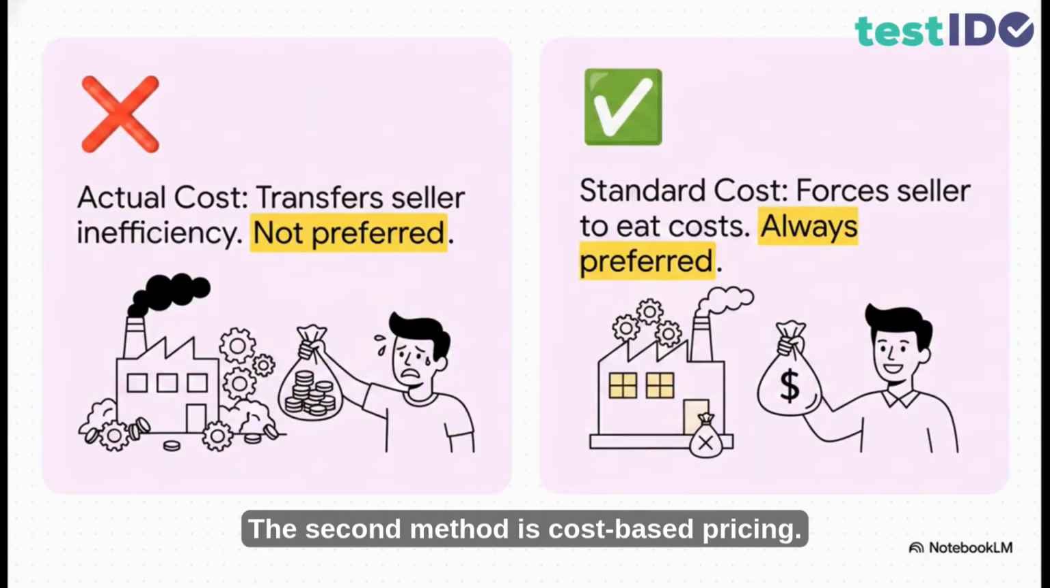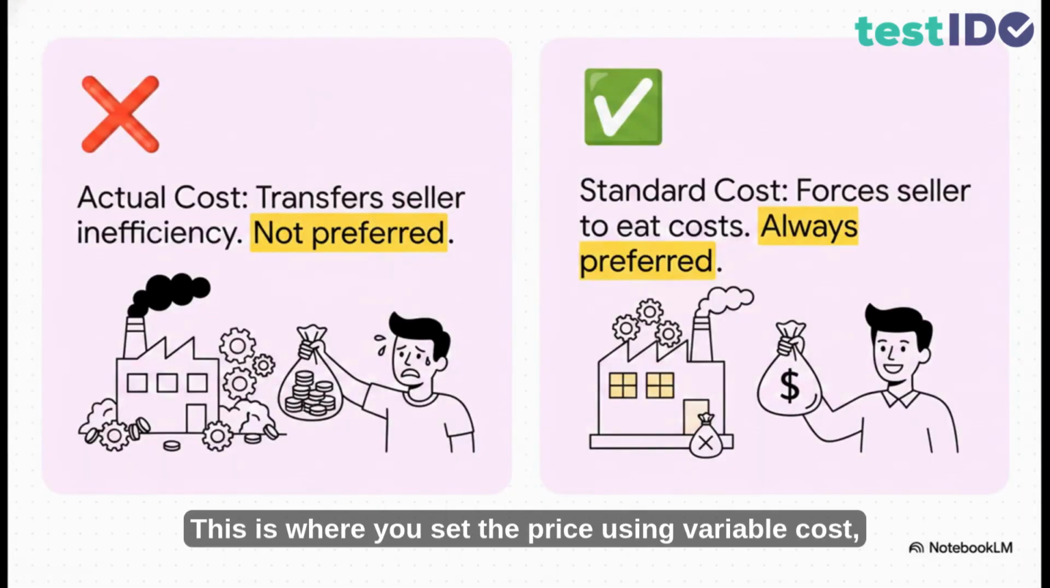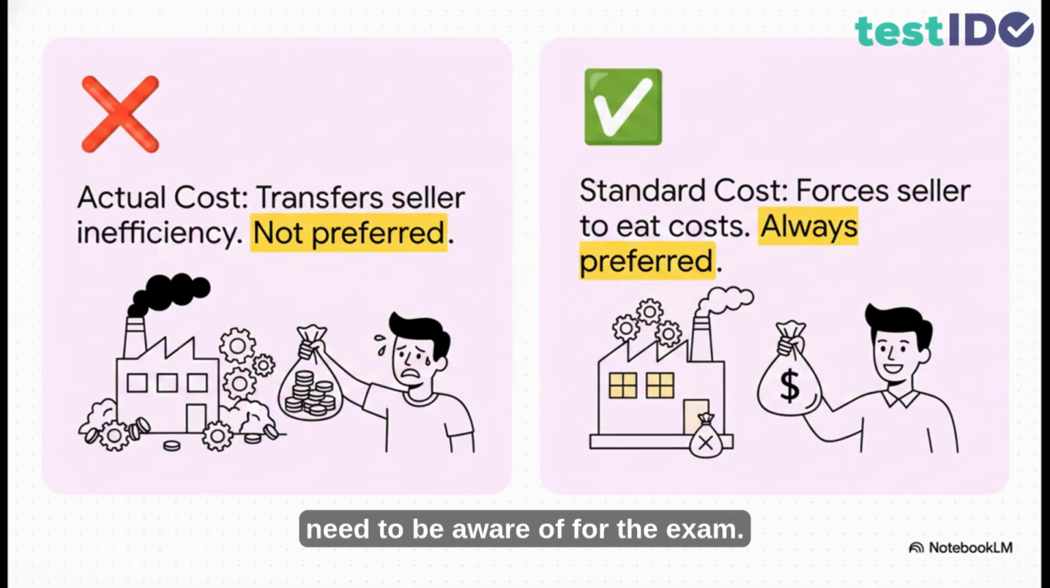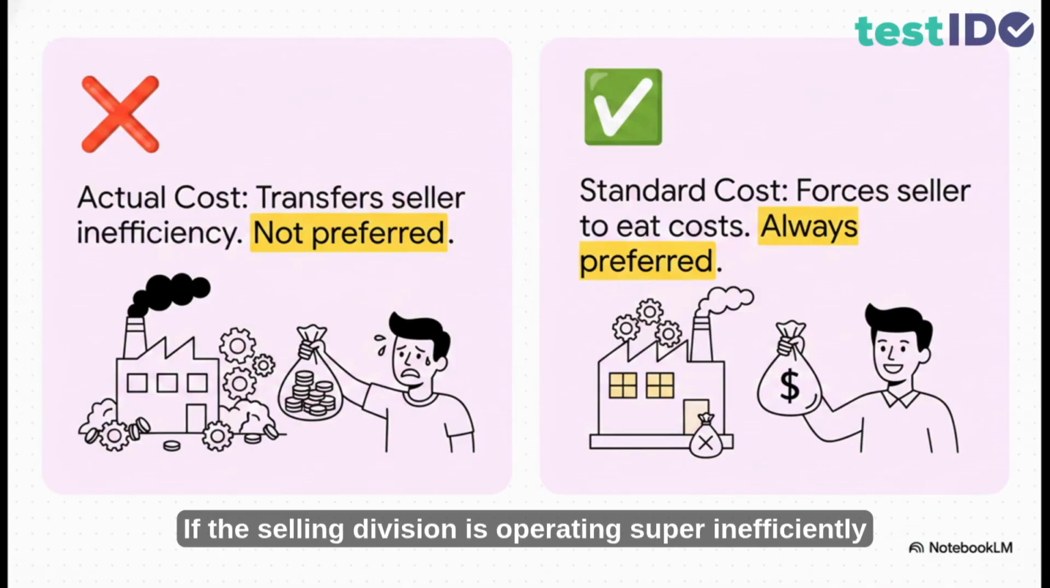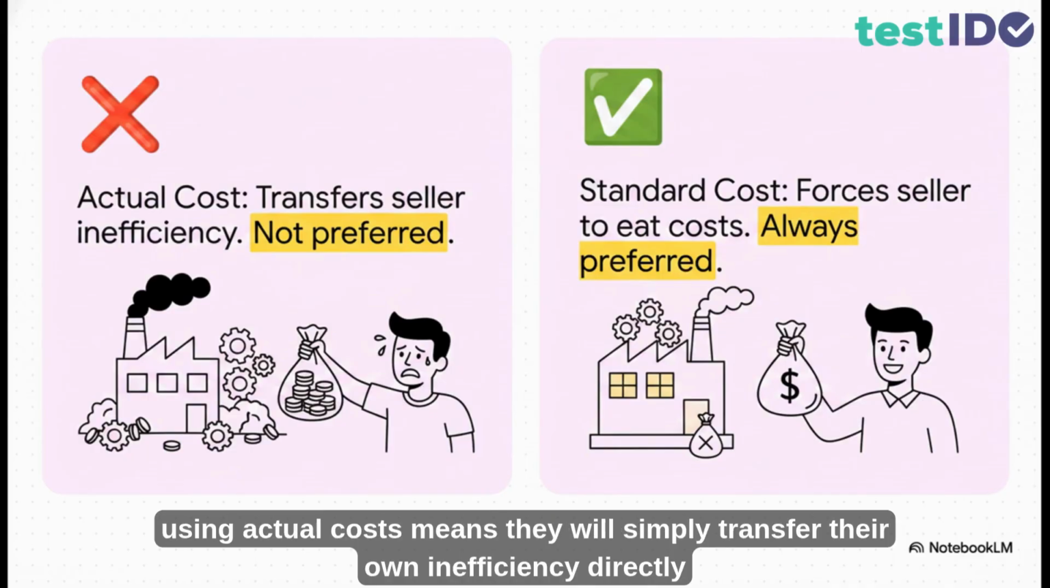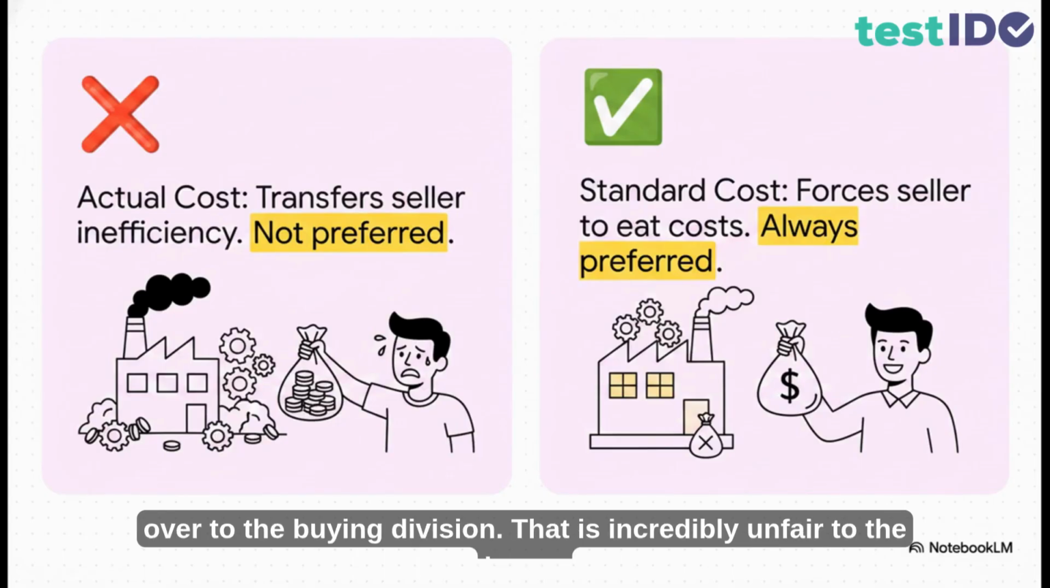The second method is cost-based pricing. This is where you set the price using variable cost, full absorption cost, or maybe a cost plus a markup. But heads up, there is a massive risk here that you absolutely need to be aware of for the exam. If the selling division is operating super inefficiently and driving their own costs up, using actual costs means they will simply transfer their own inefficiency directly over to the buying division. That is incredibly unfair to the buyer.